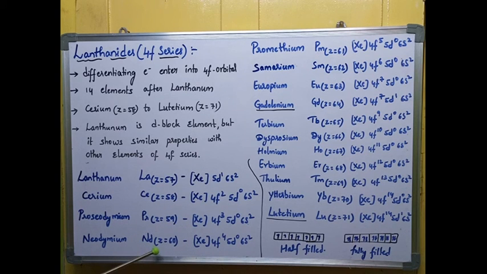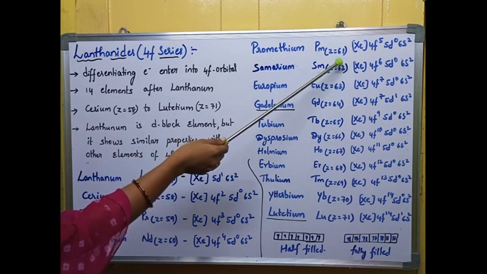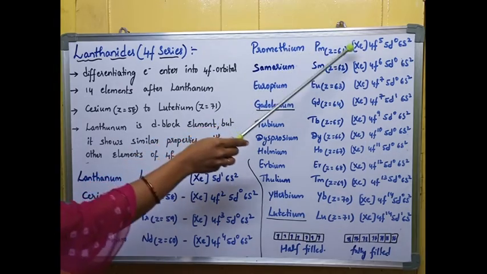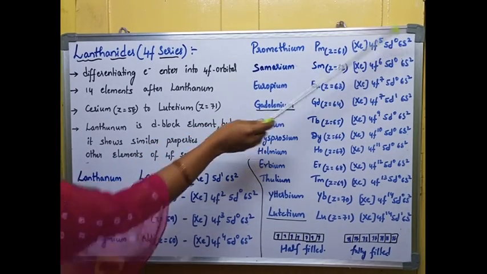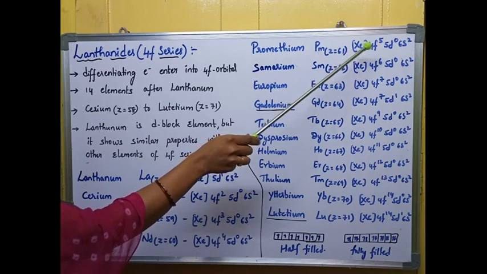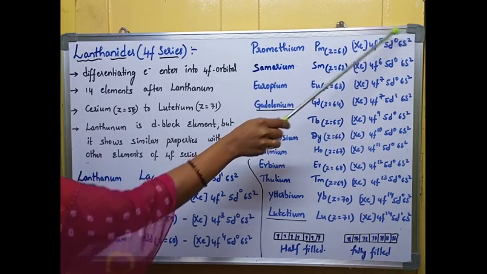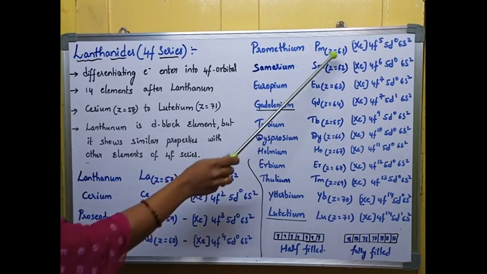Now neodymium is having 60. So xenon 54 4f4 5d0 6s2. So 54 plus 6 electrons, you will get 60. Now you can see promethium 61. 61 means xenon 4f5 5d0 6s2. Xenon 54 plus 5 plus 2, you'll get 61.